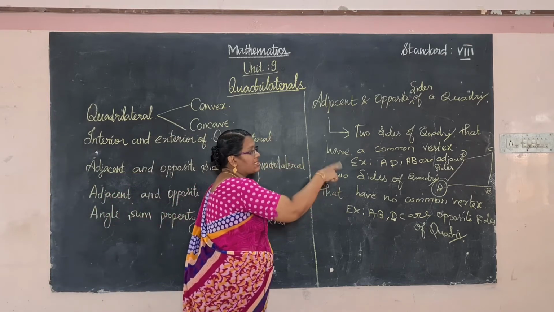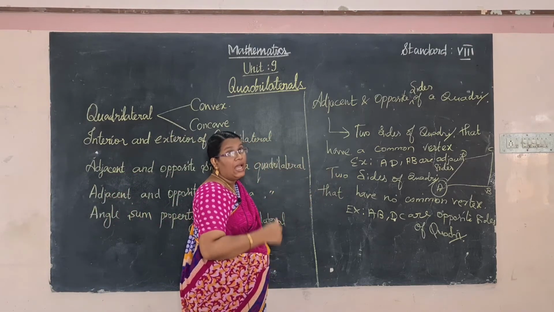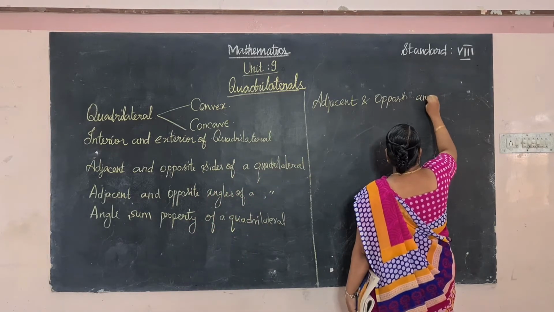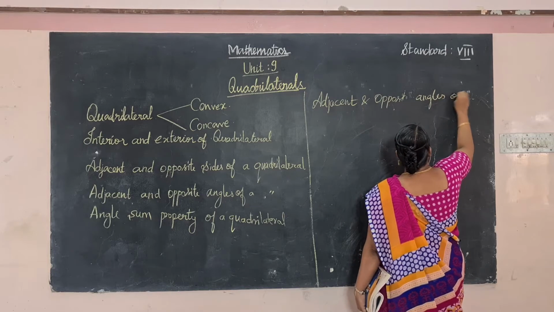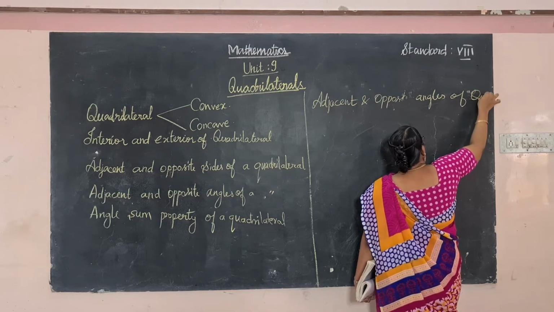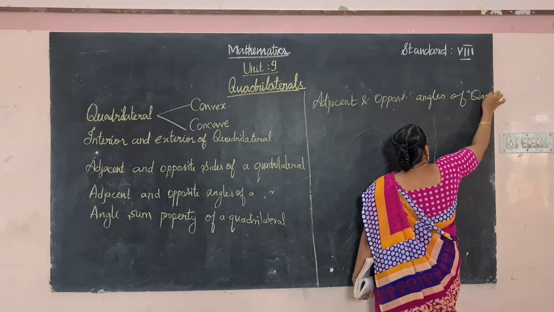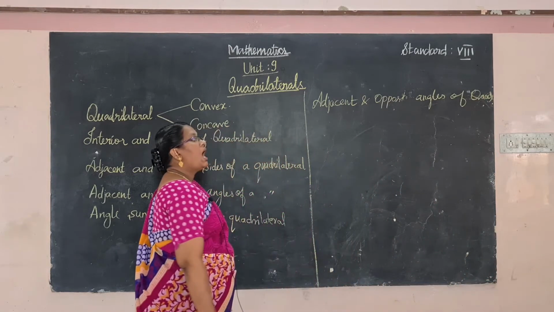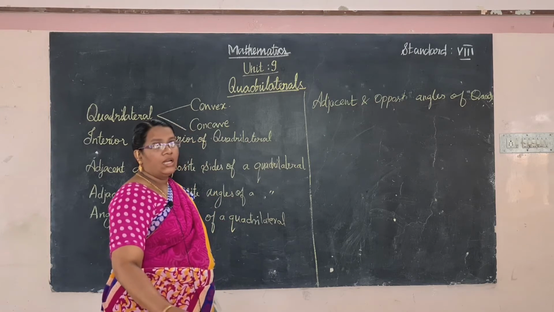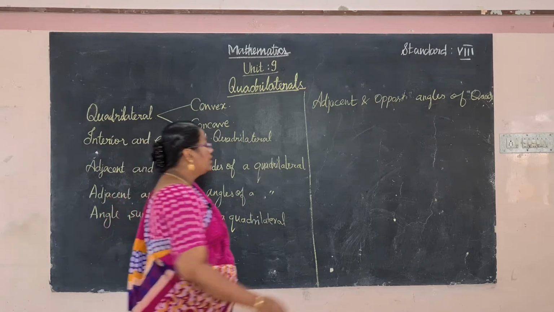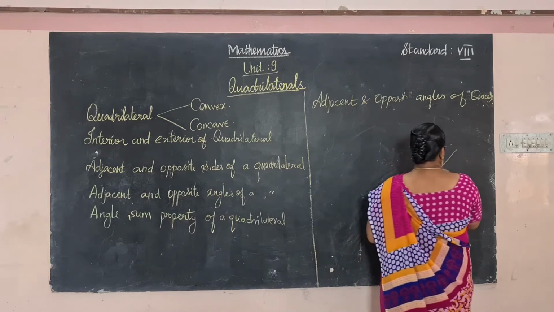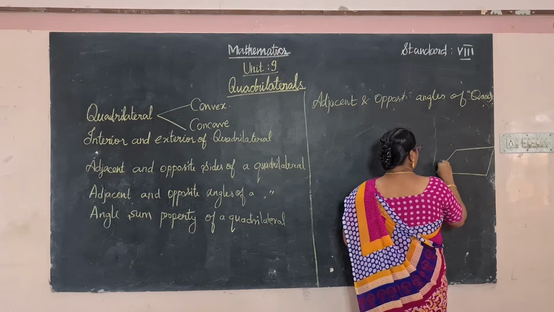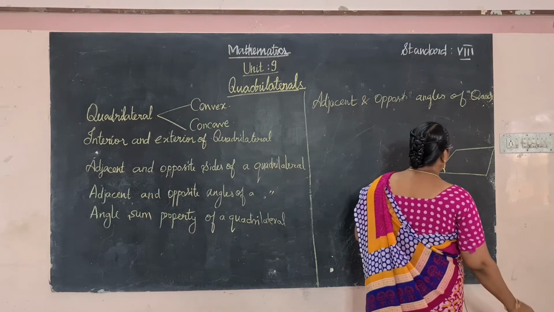Now move to the next concept, adjacent and opposite angles. Here we have learned the sides. Next we will learn about the angles of a quadrilateral. Adjacent angles of the quadrilateral, here also it is the same idea. See this diagram. Here we have considered the angles.